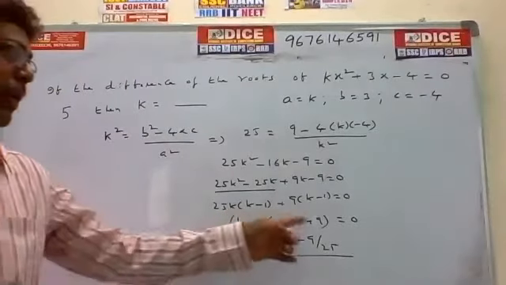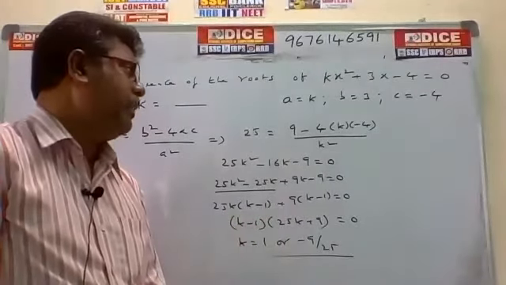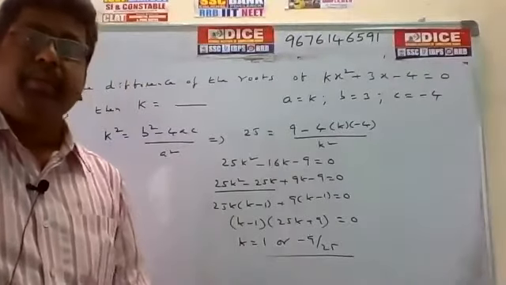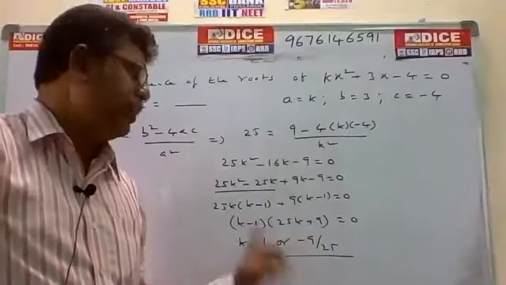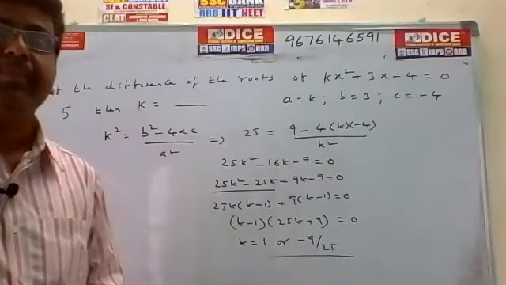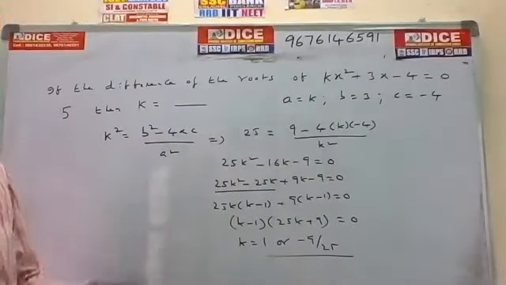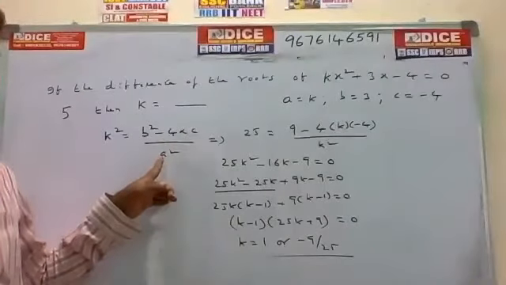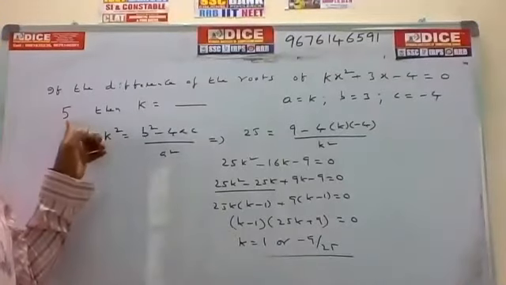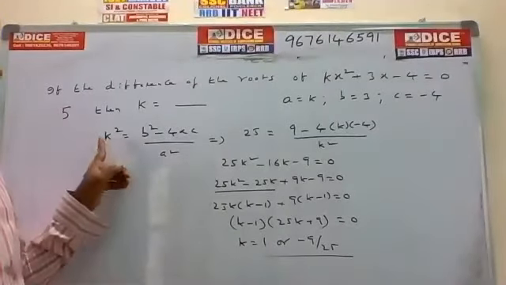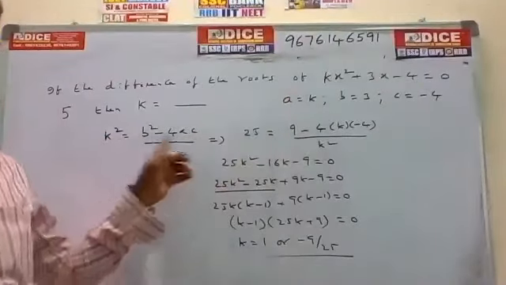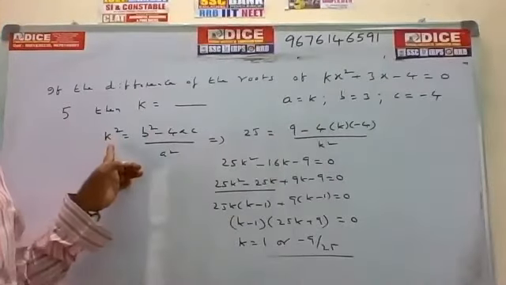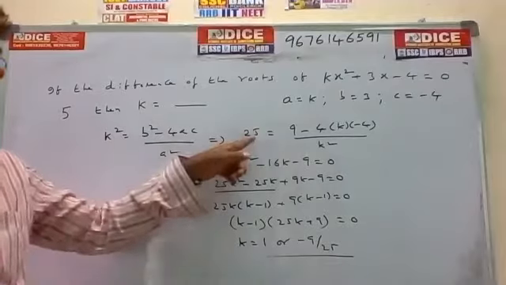K is equal to 1 or minus 9 by 25 is the correct answer. Generally you can take K equal to 1, the positive value. What is the formula for this one? K square is equal to (B square minus 4AC) by A square. This is the formula. Here the difference is 5, so don't take this K; this K is not equal, that is a different one. A means K. The difference is 5, so 5 square is 25.